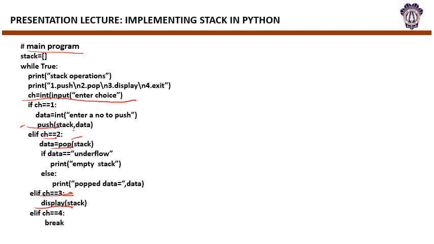And if you input 4, break. Break means you exit out of the while loop and your program will terminate. So this main program is implementing push, pop and display as long as the user wants. So if you want to push 3 elements in the stack, pop 2 elements from the stack and display once, your loop will be executed 6 times. Option is yours. If you simply want to push 2 elements, you'll execute the loop 2 times.